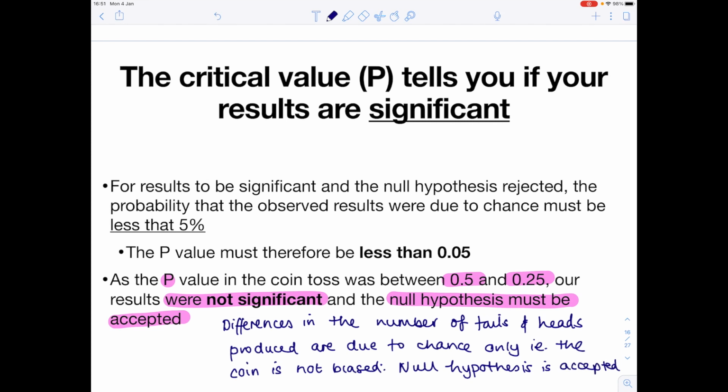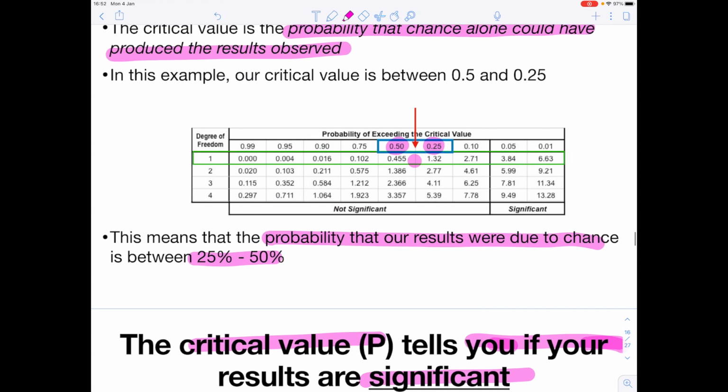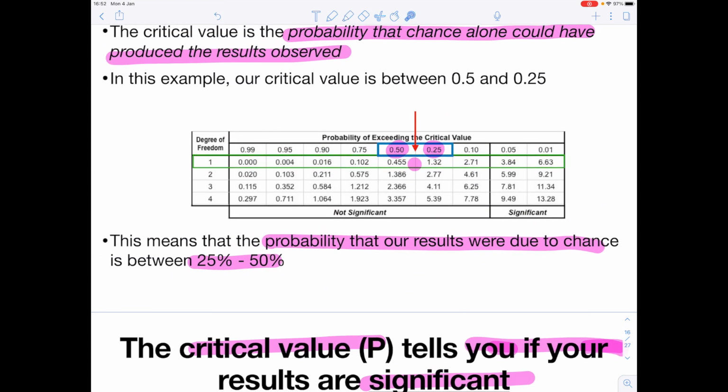So we've already discussed our example here, but let's back up a little bit and look at our general overview. So we know that the critical value P tells you if your results are significant. For results to be significant and the null hypothesis rejected, the probability that observed results were due to chance must be less than 5%, and therefore the p-value must be less than 0.05. So if we have a look, all that's saying is our chi-squared value, based on the degrees of freedom which we would have calculated, must fall somewhere in here for the results to be statistically significant.